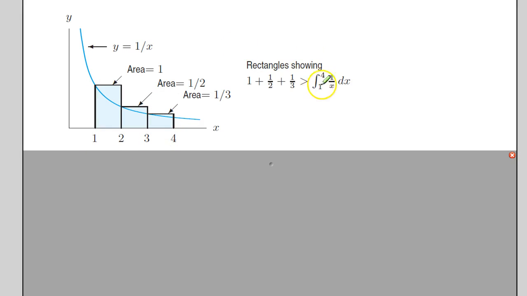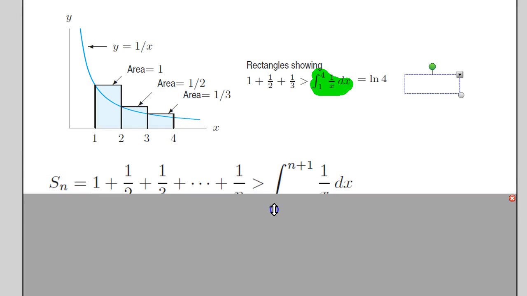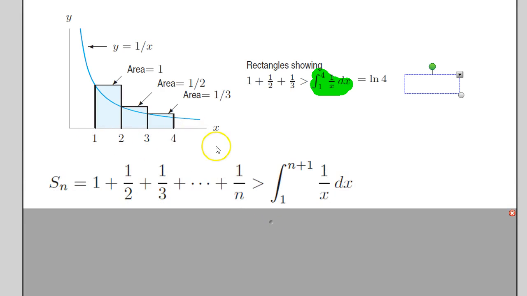So let's take a look at the integral from 1 to 4 of 1 over x dx. Well, we know from our integration unit that that can be calculated as the definite integral of natural log of x from 1 to 4, which is natural log of 4 minus natural log of 1, which is just 0. So basically the rectangle area is bounded on the bottom by natural log of 4. Why is that important? Well, we did it from 1 to 4.